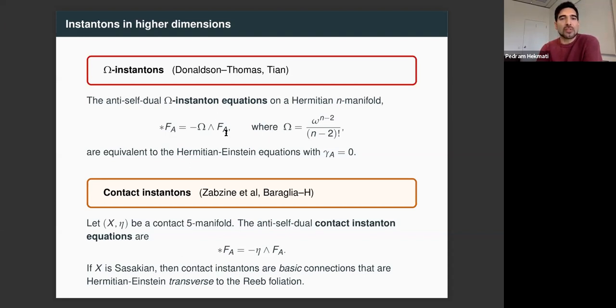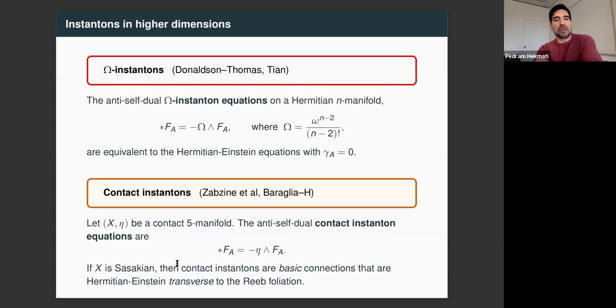And again, these equations are equivalent to the Hermitian-Einstein equations for its trivial Einstein factor. Another setup where you can encounter this kind of equation is on a contact 5-manifold. In that case, you can pick omega to be the contact 1-form, and you get these equations. This is qualitatively different from the instanton equation up here, because omega is closed in the examples that I mentioned, but of course the contact form is not a closed form. But nevertheless, the anti-self-dual contact instanton equations satisfy the Yang-Mills equation.